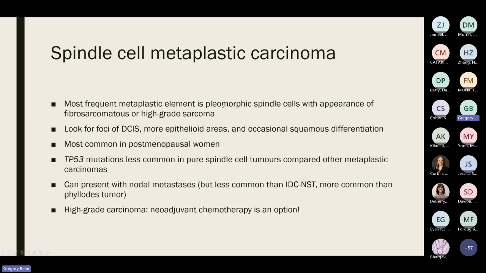Again, going to focus on spindle cell metaplastic carcinoma. So this term refers to the high grade version of, which is more common, metaplastic carcinoma. It's the most frequent metaplastic element in metaplastic carcinomas, these pleomorphic spindle cells that resemble a high-grade sarcoma. When you're looking at a case like a high-grade malignancy of the breast, you want to look for certain clues like DCIS or even more epithelioid elements that sort of blend into the more spindled areas.